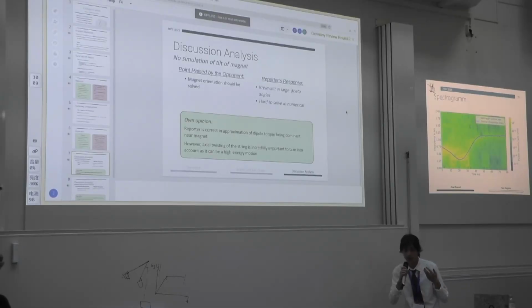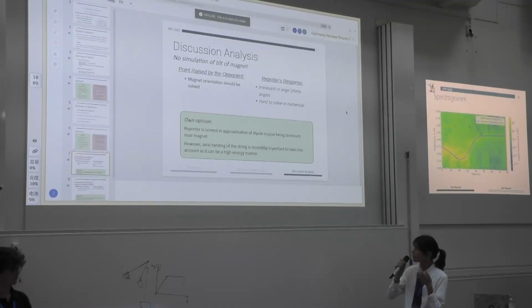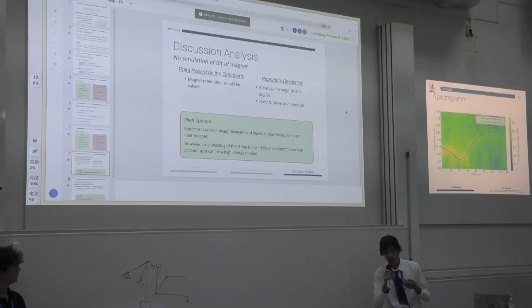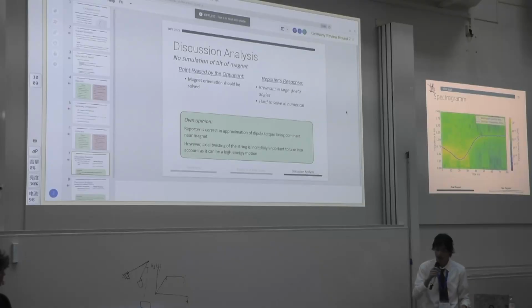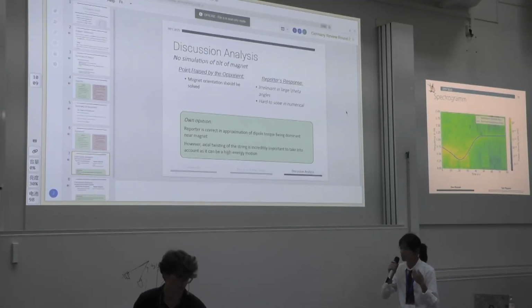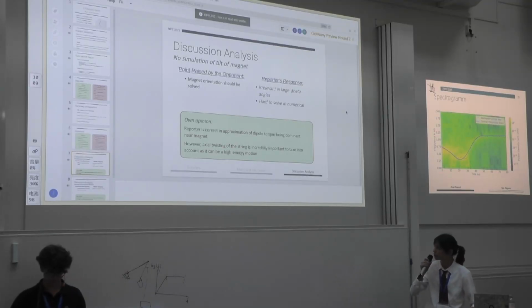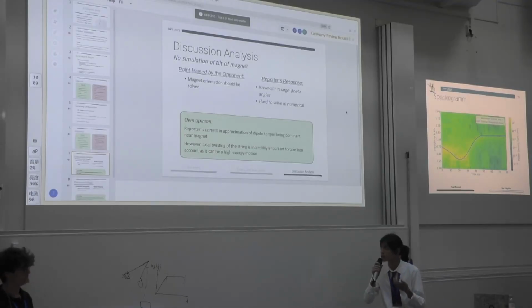So for the discussion analysis, firstly, they talked a lot about the lack of simulation for a tilt of the magnet, so the relevant torques of the system. The opponent said that should be solved in the numerical simulation, and it is possible. The reporter's response was that it's irrelevant in large theta angles, while at small theta angles, the magnetic dipole torque holds true. Our own opinion here is that the reporter is correct that the approximation of dipole torque is dominant. However, axial twisting of the string is incredibly important to the phenomenon, as it can hold a lot of energy in some parts of the motion.